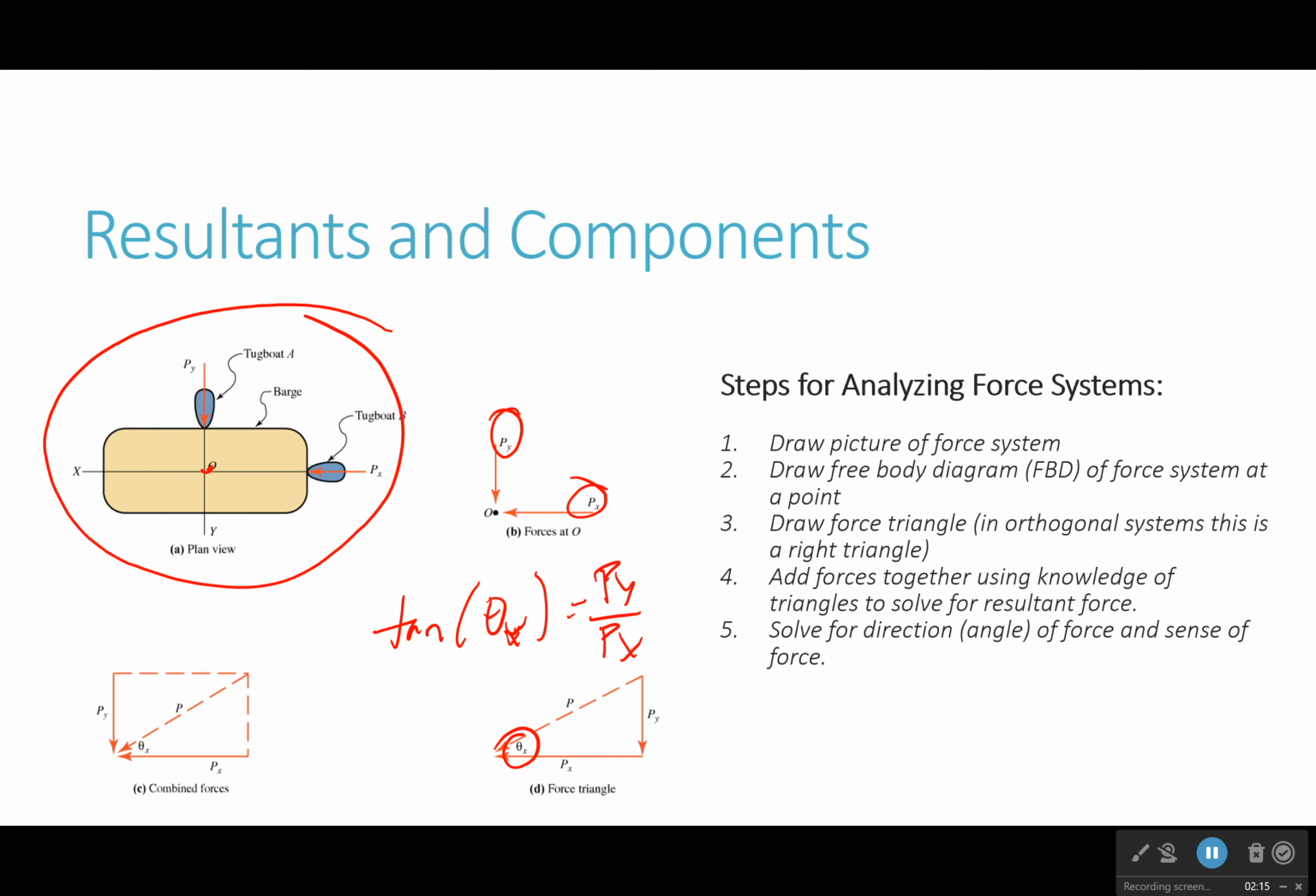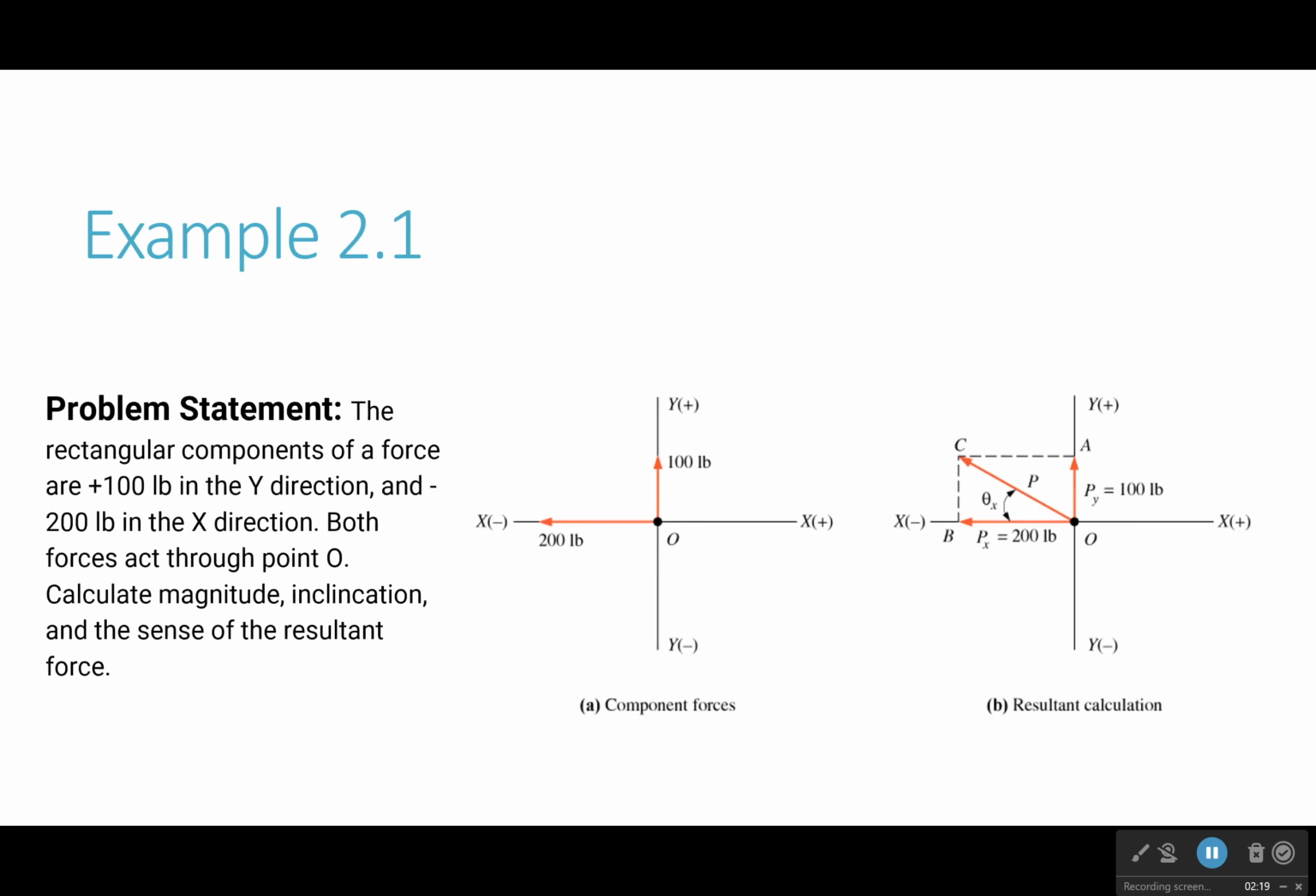We'll do one example problem today, and then I'll put the rest in a bunch of separate videos. So, example 2.1. We have the rectangular components of a force acting at a particular point. We have 100 pounds in the y direction and 200 pounds in the x direction. But this is going in the negative x direction. And they both act at this point O. It's saying calculate the magnitude, inclination, and the sense of the resultant force.